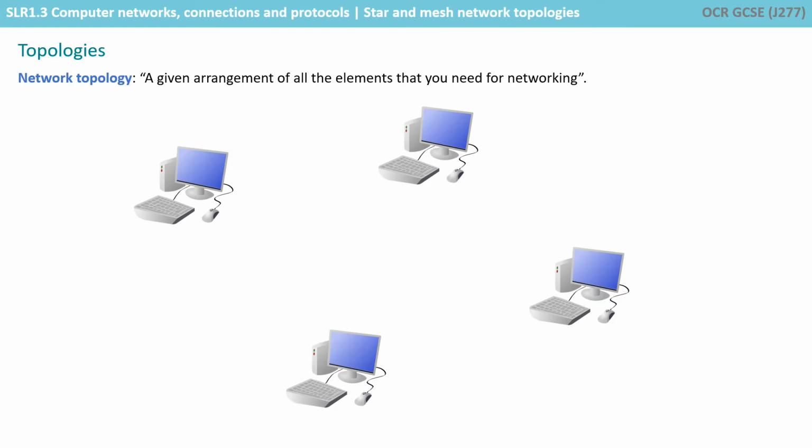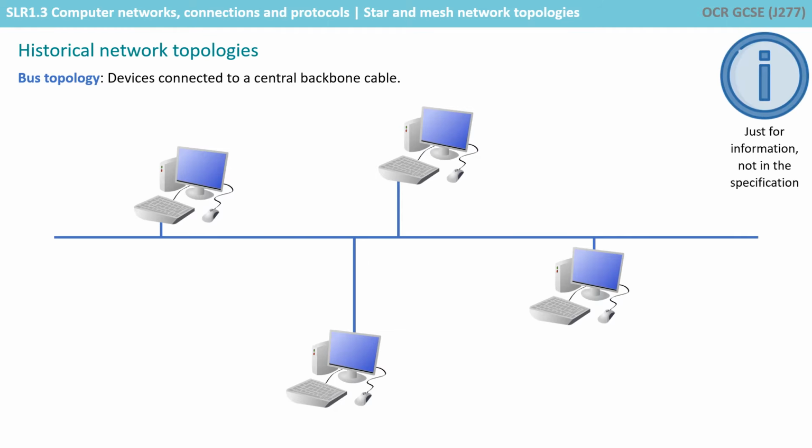So, the topology of a network is simply the arrangement of all the elements that you need for networking. Here we've got 4 computers, and we could choose to arrange these in a number of ways. Years ago, these computers would have been connected possibly with a bus network, where you have a backbone connection and each individual PC is then connected to this backbone.